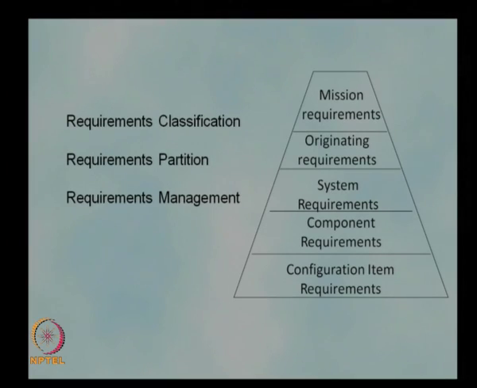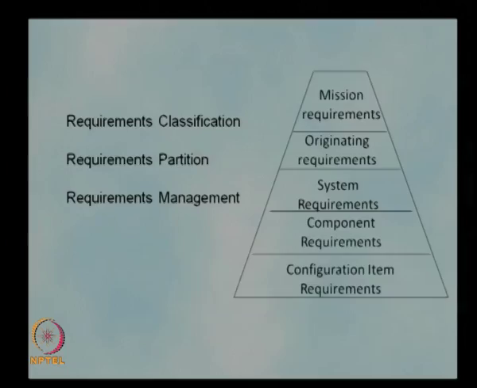Today we will discuss the originating requirements documentation for system development. In the previous lecture we discussed requirements classification, requirements partition, and requirements management, as we saw about the configuration item requirements, component requirements, system requirements, and then originating requirements and mission requirements. How do we actually classify and partition them into different categories?